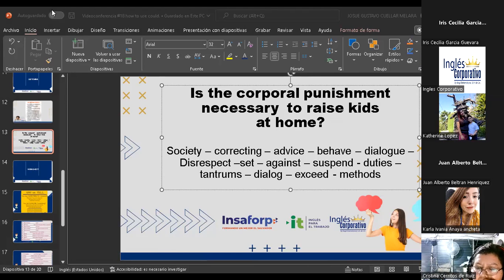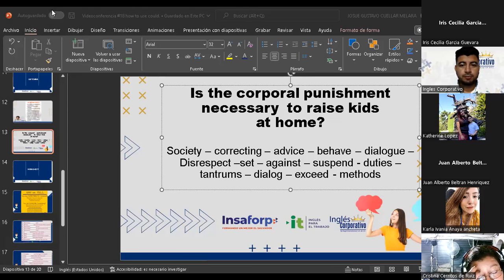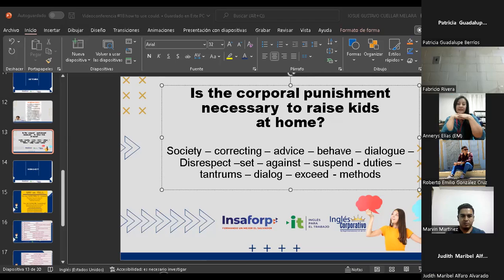There are ways to correct or punish kids, for example, limiting them to things they like, or another way is to explain why their actions are wrong. Okay, very nice, because you establish limits and you say, okay, until here. And maybe you can explain what they are doing good and wrong. Thank you, Ivania. Okay, and Judith?